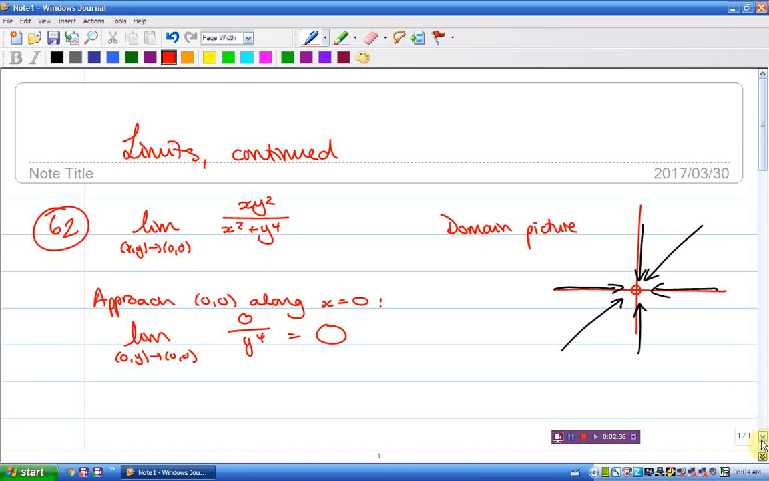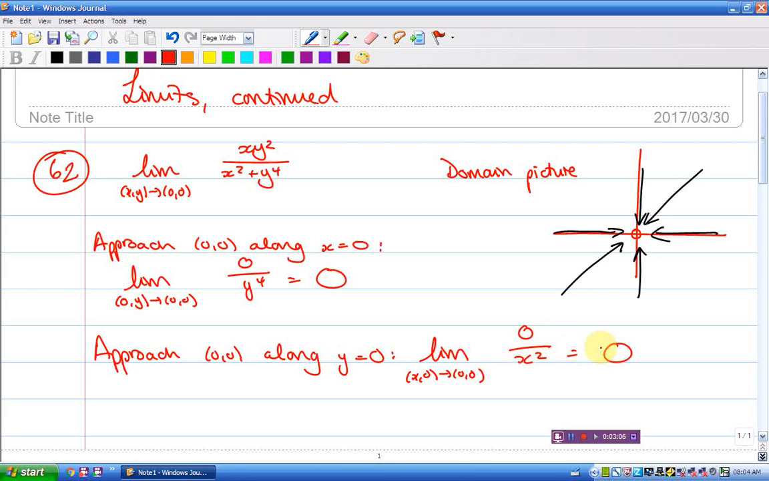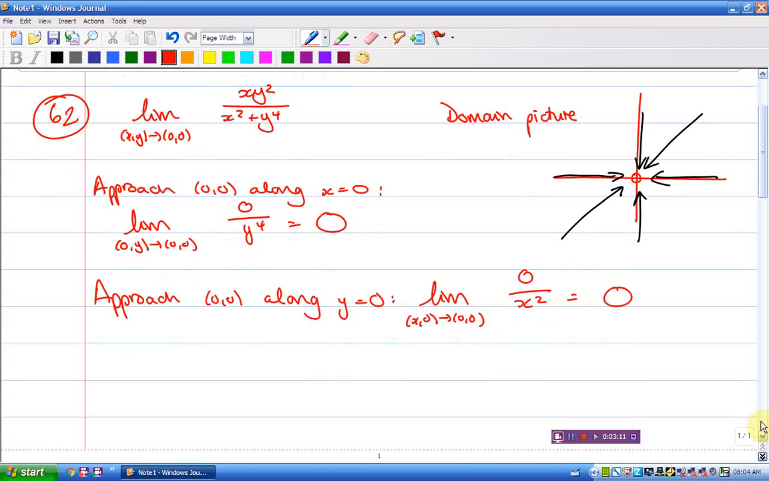Let's try the little black arrows along the x-axis. Approach (0, 0) along y equals 0. And then we'll have the limit as (x, 0) approaches (0, 0). So we are setting y equal to 0. We are not setting x equal to 0. We are allowing x to approach 0. Different thing. But it ends up not mattering because the limit of 0 is just 0 no matter what x is approaching. So far we have no disagreement.